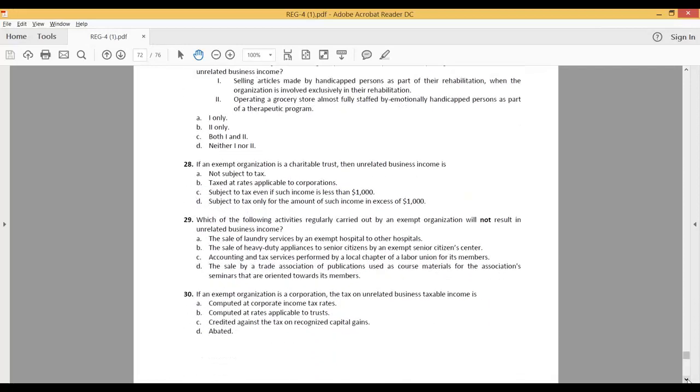Now, which of the following activities regularly carried out by the exempt organization will not result in UBI? The sale of laundry services by an exempt hospital to other hospitals, the sale of heavy-duty appliances to senior citizens by an exempt senior citizen center, C, accounting and tax services performed by a local chapter of a labor union for its members, D, the sale by a trade association of publications used as course materials for the association's seminars that are oriented towards its members.